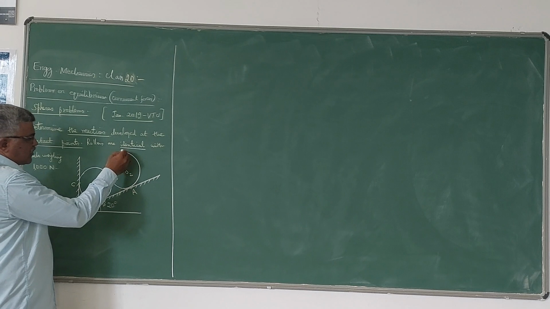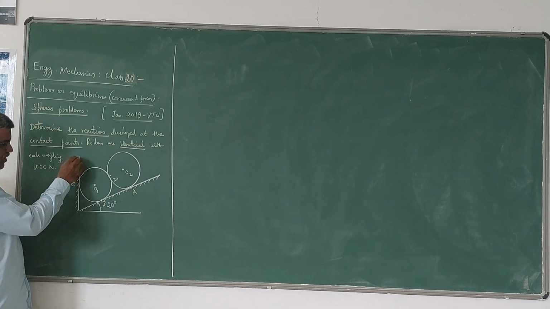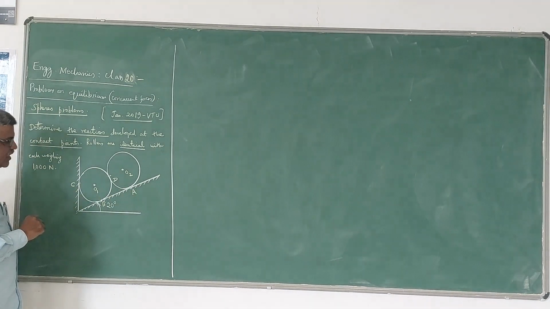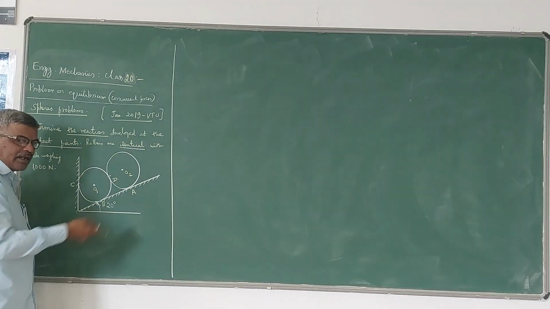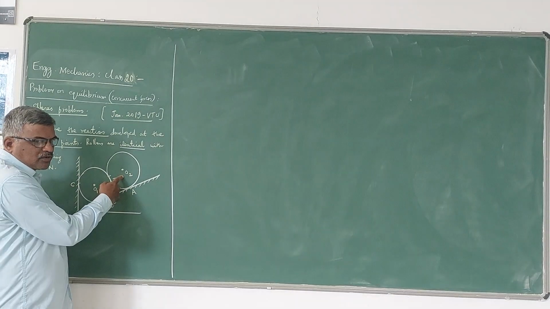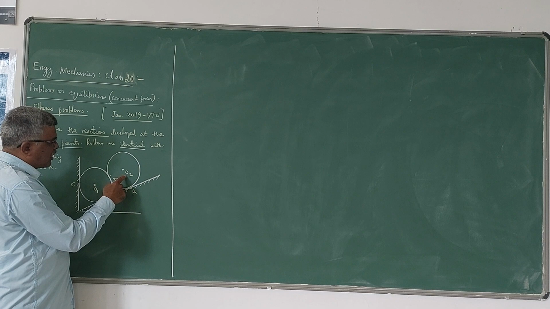So there are two rollers here given in the problem. They are lying on an inclined plane and resting against a vertical wall. The angle of inclination of the plane is 20 degrees with the horizontal, and as he says, the rollers are identical. That means weight of this roller is also 1000 Newton. Weight of this roller is also 1000 Newton. The center of gravity of these two rollers are given as O1 and O2.